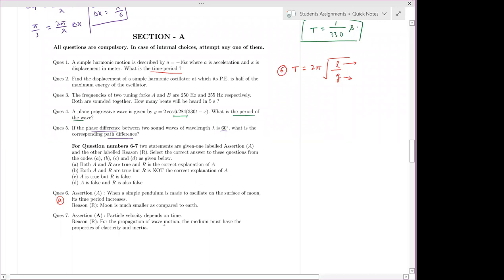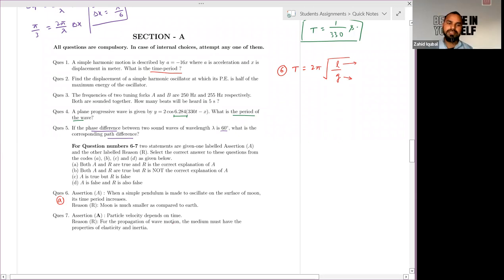Question number 7. Particle velocity depends upon time. According to the formula for wave, velocity of particle will be equal to omega A cos(omega t minus kx). So it is time dependent as well as position dependent function.